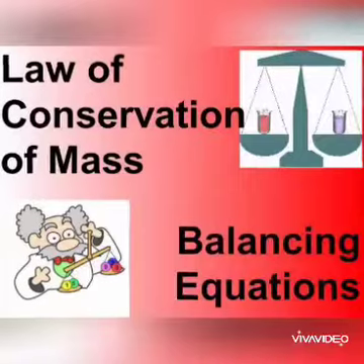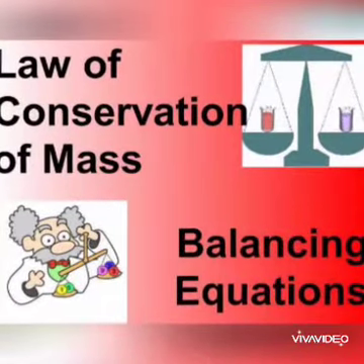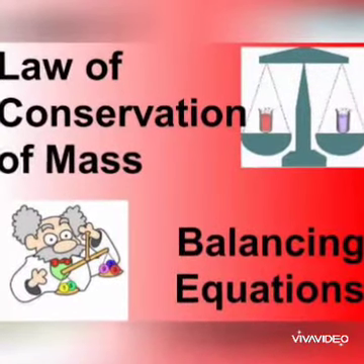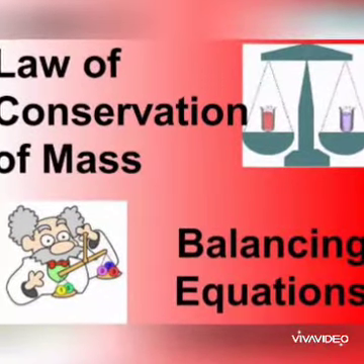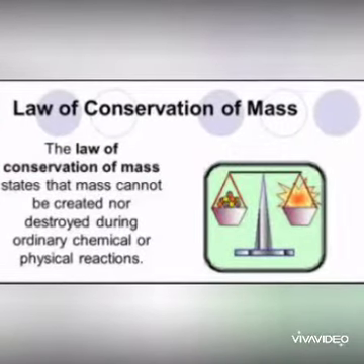The balancing of a chemical equation is governed by the law of conservation of mass, which states that mass can neither be created nor be destroyed in a chemical reaction. It can change from one form to another.